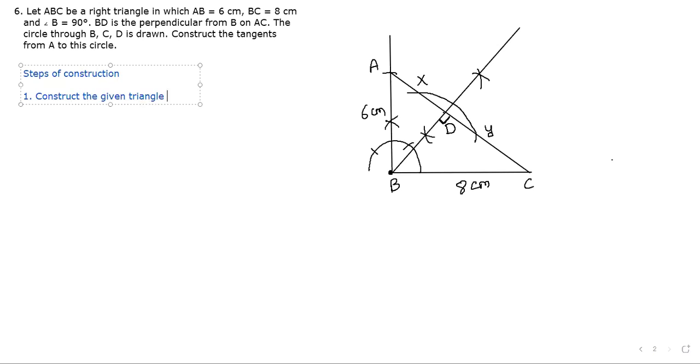Construct the given triangle ABC. Given right angled triangle ABC. Construct the given right angle triangle ABC.